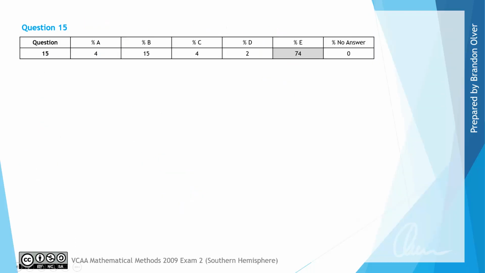From the examiner's report, we can see that this question was moderately well done, with 74% of students managing to get the correct answer for that question.